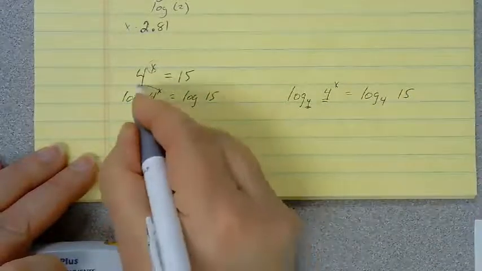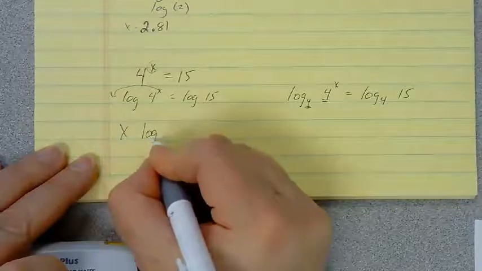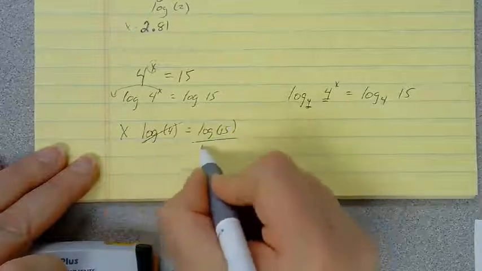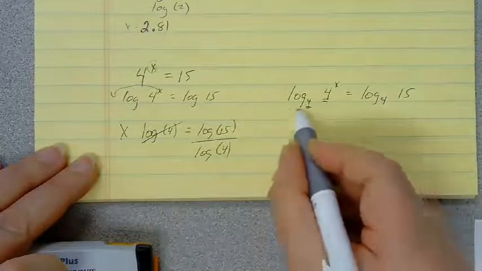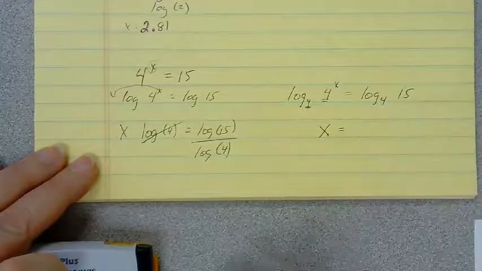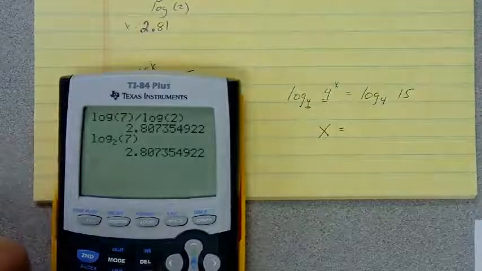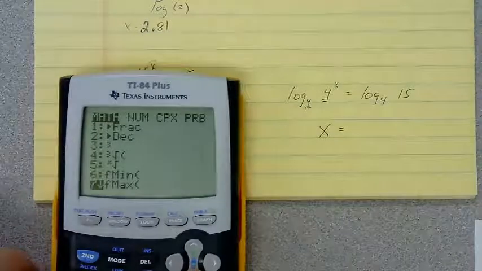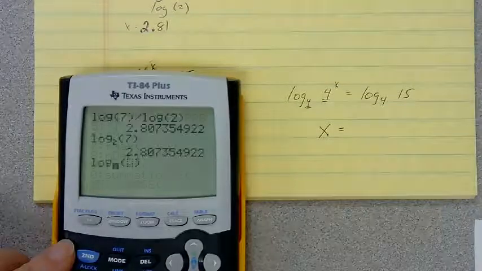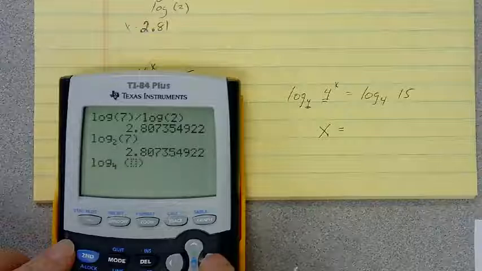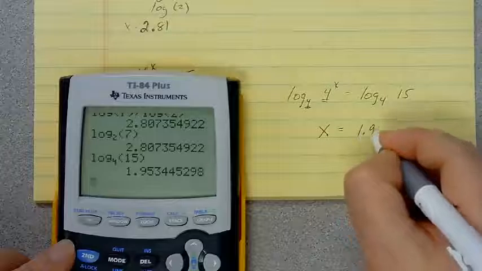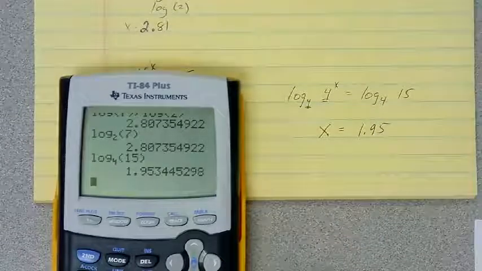So this moves the x to the front. And then divide by log 4. Over here, because this is log base 4 of 4, this just turns into x. And over here, log base 4 of 15 is 1.95. And we said it would be close to 2 because 4 squared is 16.